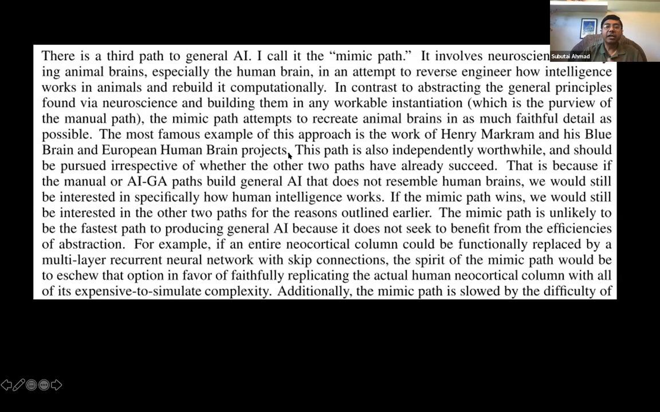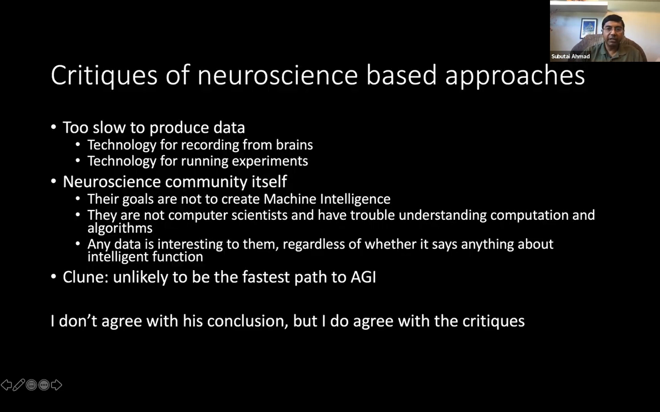He says these are worthwhile independently, he's not saying they shouldn't exist, but he does not think that's going to be the fastest way to get to intelligent systems. And he had two critiques of this, which I thought were relevant, and we've come across this scenario too. Of course, I just want to say again, we're not doing the mimicry path, but these critiques do apply to us. And we've faced this before.